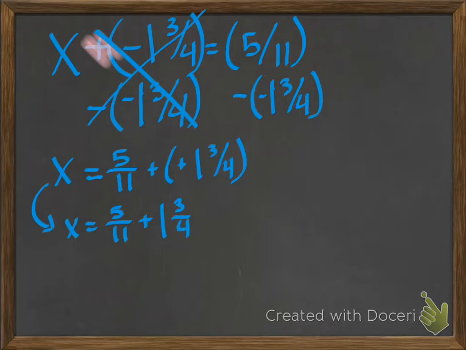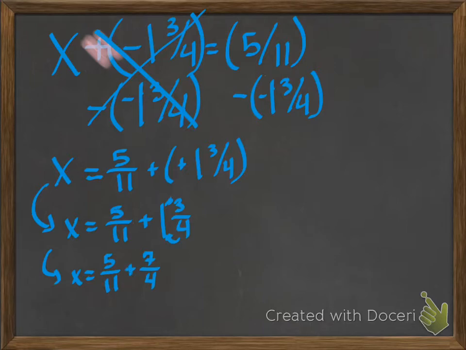Now, how do you combine fractions? Well, you need them to both be fractions, not mixed numbers, so let's get there. 5/11 is already a fraction, so I don't need to do anything. 1 3/4, multiply 1 by 4, add 3. 1 times 4 is 4, plus 3 is 7. Keep the denominator, so 7/4.